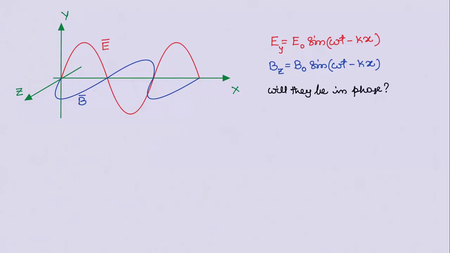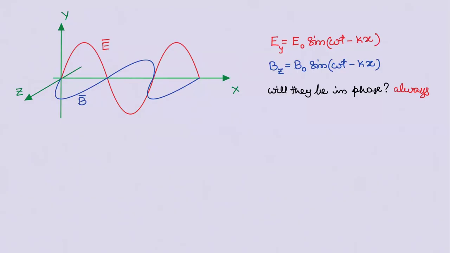That means this omega t minus kx and this omega t minus kx must always be the same. Is there any possibility that the electric field may be a little lagging in phase or like this? Never possible. They never lag. Will they be in phase? Always. No doubt about it, they must be in phase. Are there any other rules?